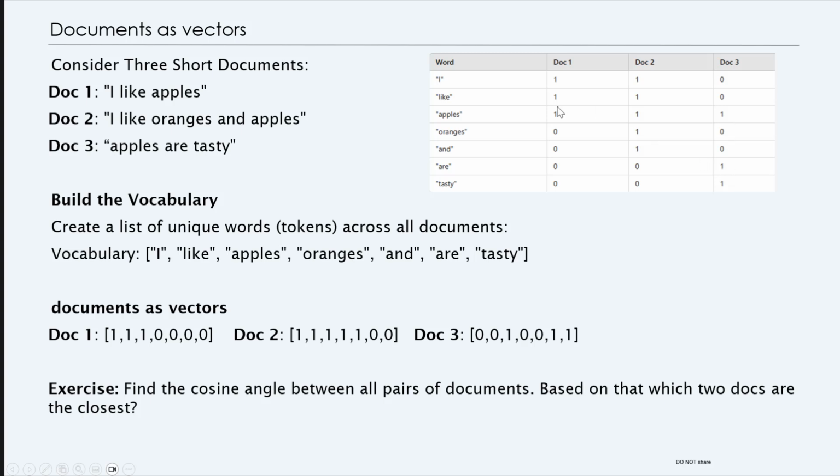"apples are tasty." Now, if you actually take the dot product of these vectors, you will see that the dot product of doc1 and doc2 is, I think, 3, and the dot product of doc1 and doc3 is 1. So you can say doc1 is closer to doc2 than to doc3, which makes sense. "I like apples", "I like oranges and apples", so there's "I like apples" in both cases. The only thing common between doc1 and doc3 is apples. So you can see that doc1 and doc3 are not too close, but doc1 and doc2 are closer. And we can get that from the dot product.